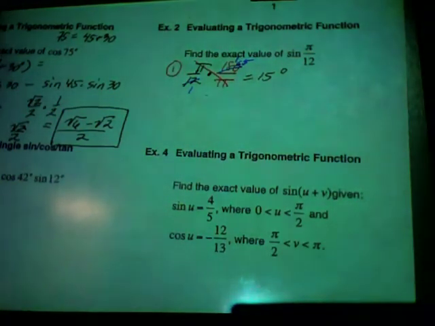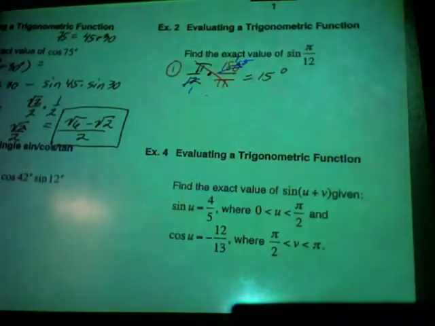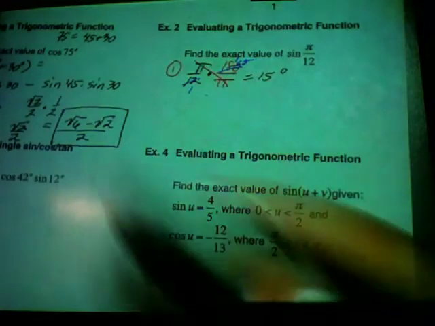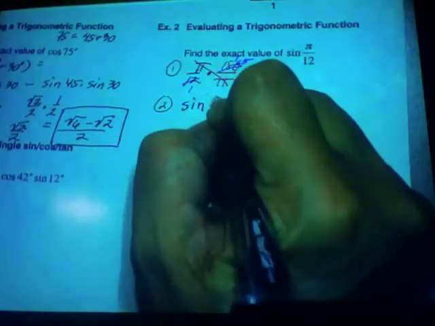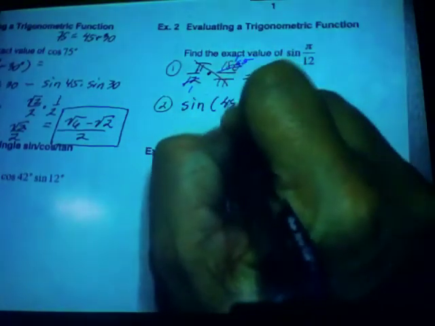So 15 degrees is not one of our special right triangle degrees. How can we use 45, 30, and 60 to get 15 degrees? 45 minus 30. So then it's sine here, right? So step 2, we're going to replace pi over 12 with 45 degrees minus 30 degrees.